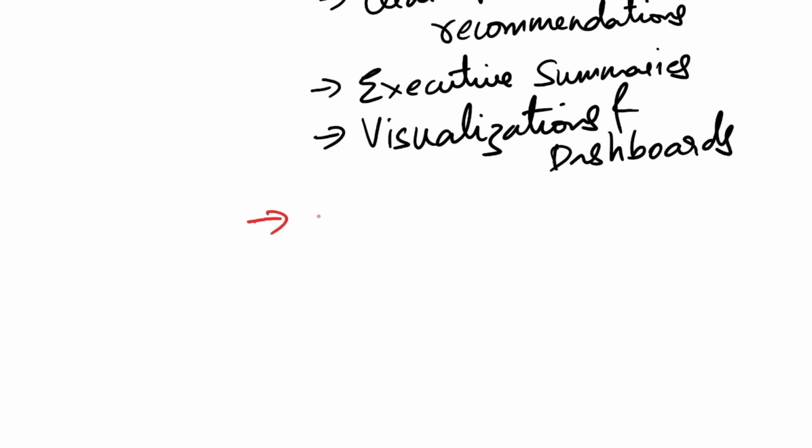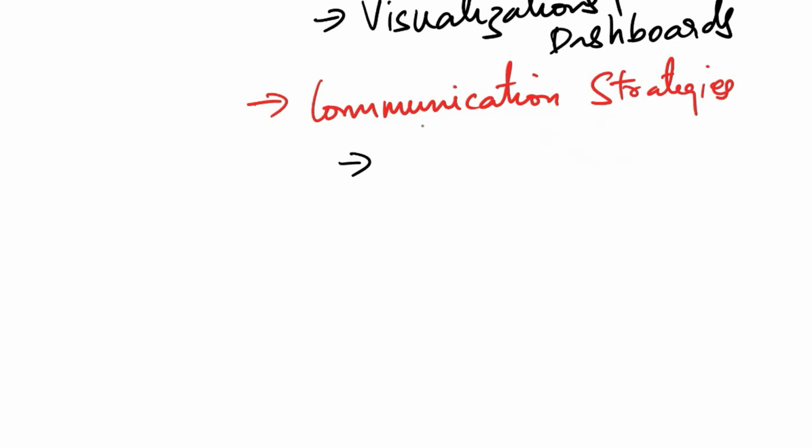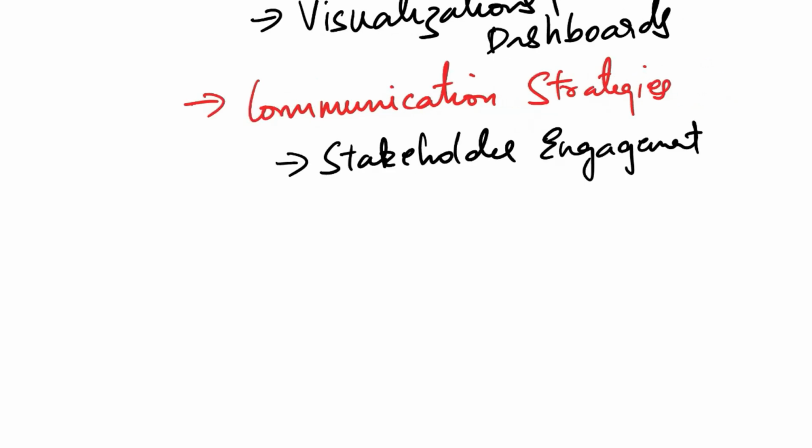Next is communication strategies. First, stakeholder engagement. Engage with stakeholders throughout the audit process to gather insights, address concerns, and ensure alignment with organizational goals. This fosters a collaborative and transparent approach.